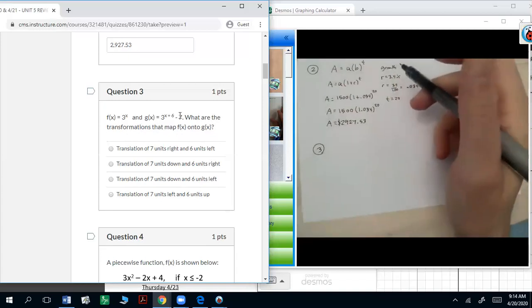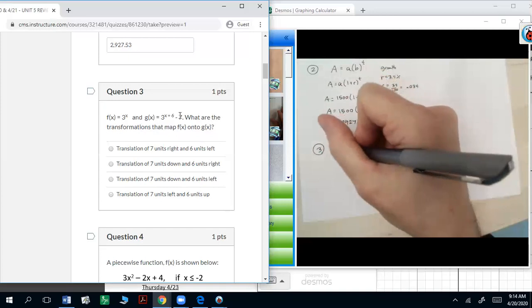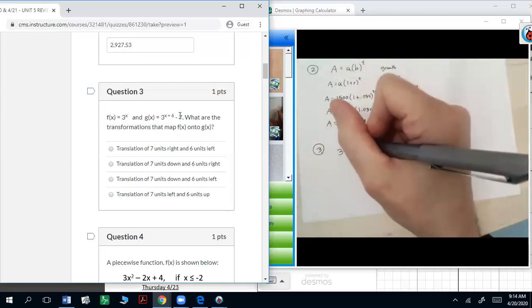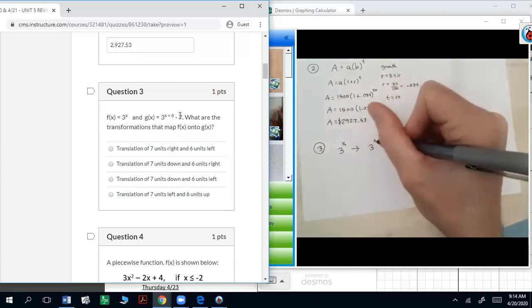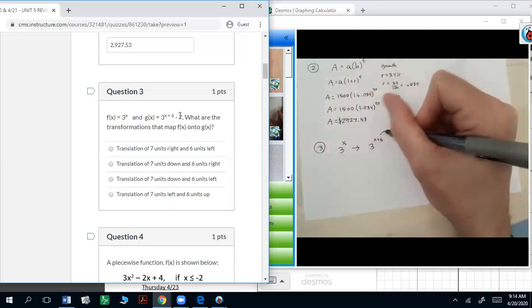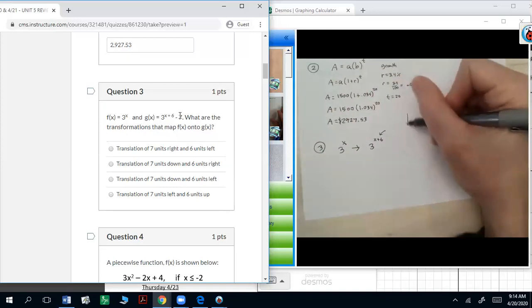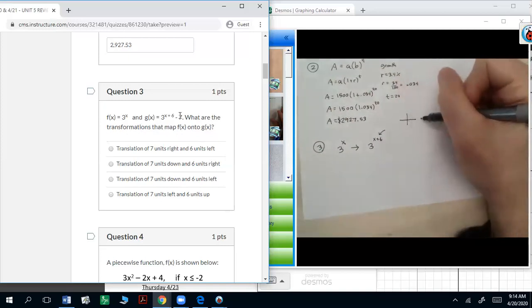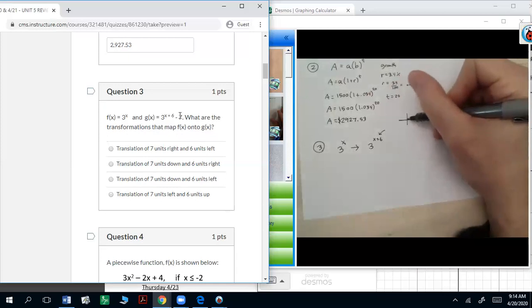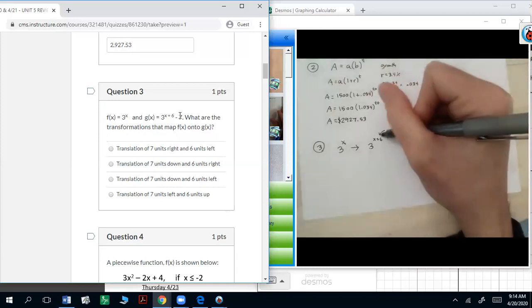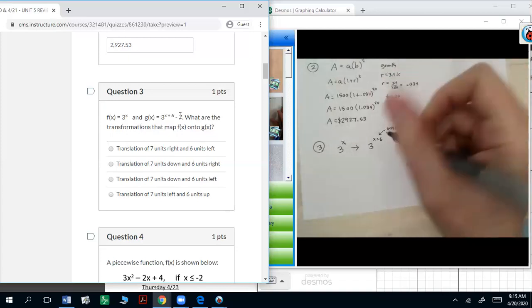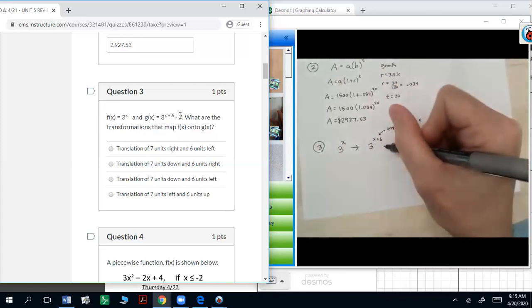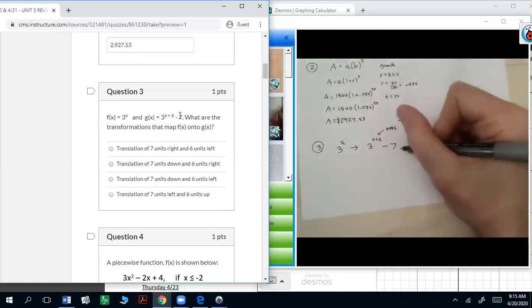The rules of transformations are in the exponent. If I want to go from 3 to the x to 3 to the x plus 6, that's going to move this left 6 because that's going to be the opposite of what the x and y axis would be. So like on the x-axis, that's the positive direction, that's the negative. This flips it, so this is going to be left 6. And then at the end, if I subtract the number, that's going to take it down 7.